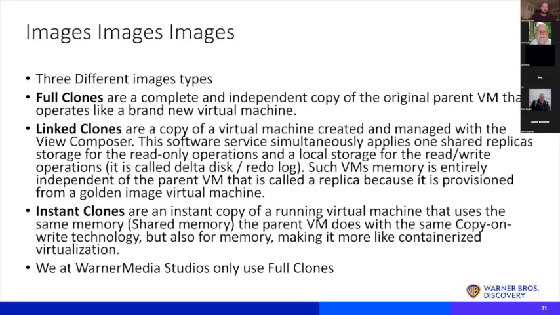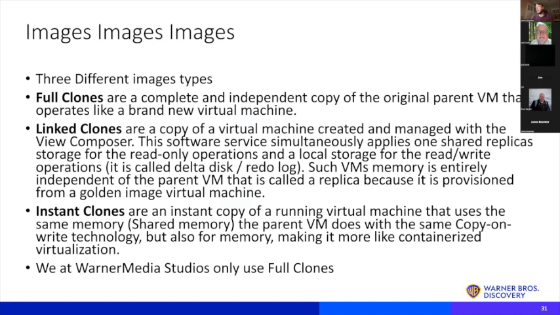Horizon imaging and desktop protocols. I know this is going to get a little wordy, so I'm going to go pretty quick on these. There are three types of image pools you can make when making virtual desktops. You can do a full clone, which is a full virtual machine. You can do a linked clone, which is a copy of a virtual machine and managed with View Composer. This is actually deprecated with the latest version of VMware Horizon. They're favoring instant clones now.